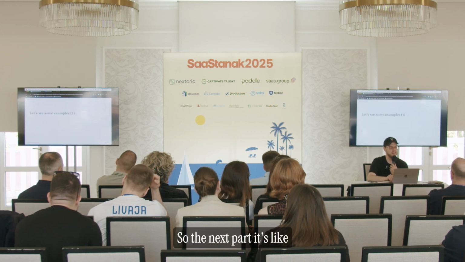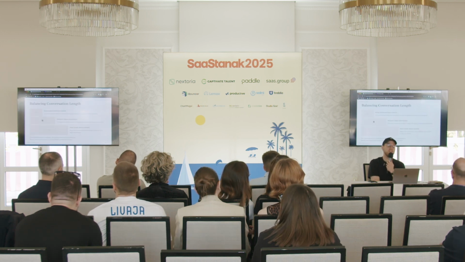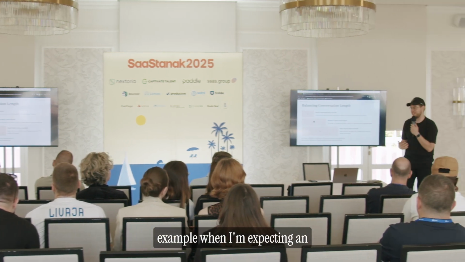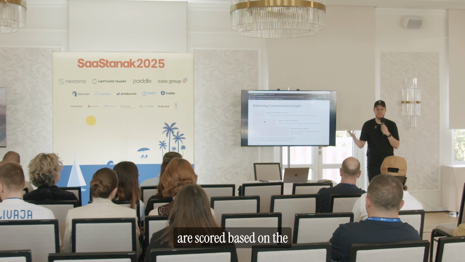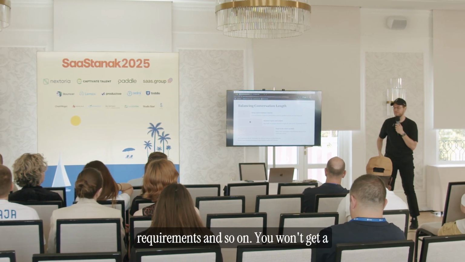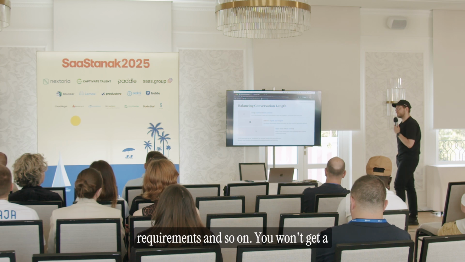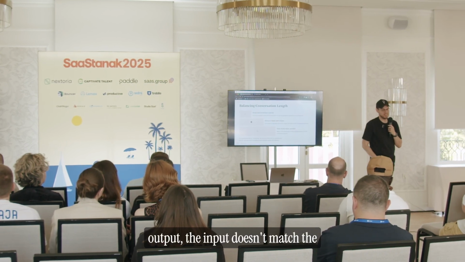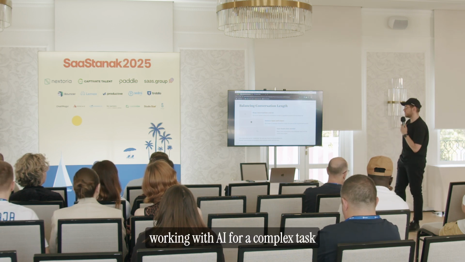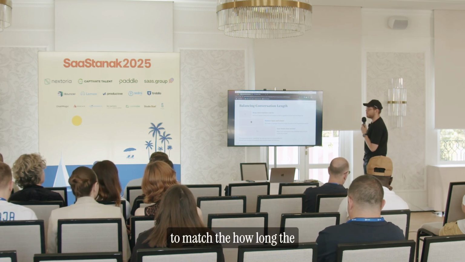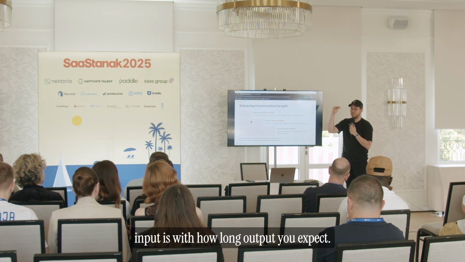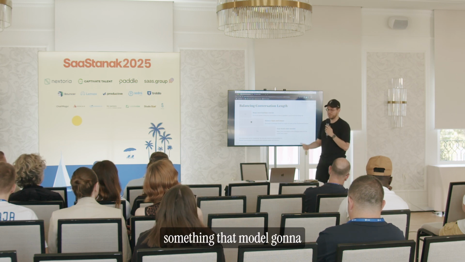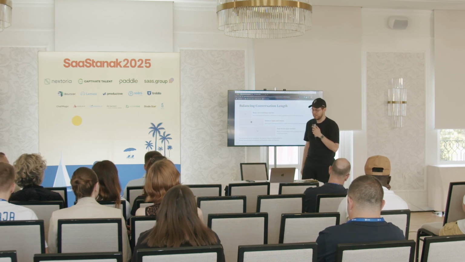The next part is balancing the conversation length. It's very important when you work with AI. For example, if I'm expecting an output of 10 cars scored based on the requirements, you won't get a good result when you provide just one sentence, because the input doesn't match the output. For complex tasks, it's very important to match how long the input is with how long an output you expect. Otherwise, the model is just going to map something for you.